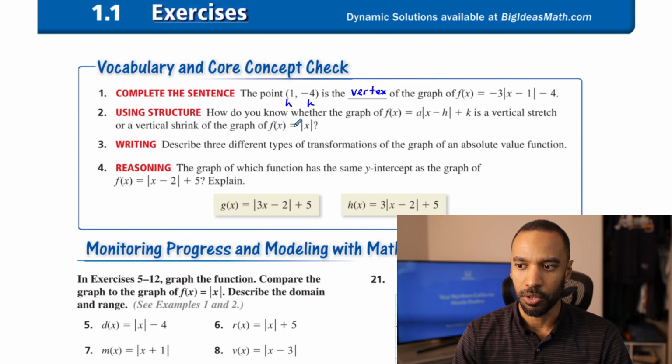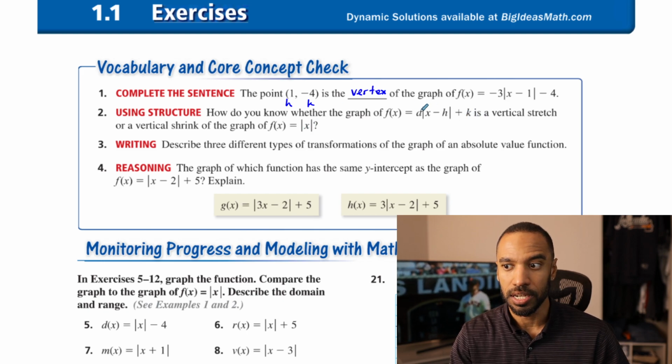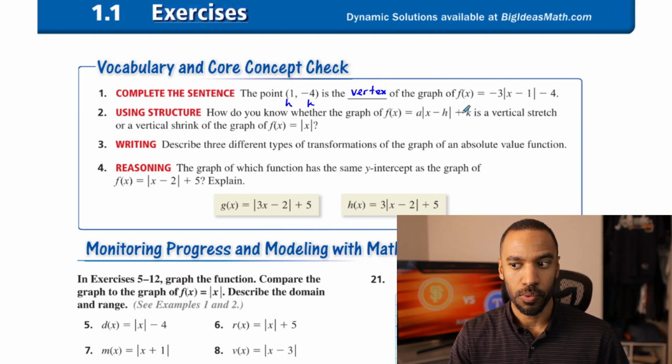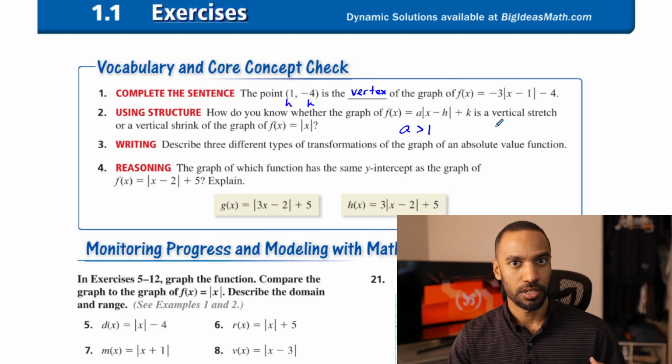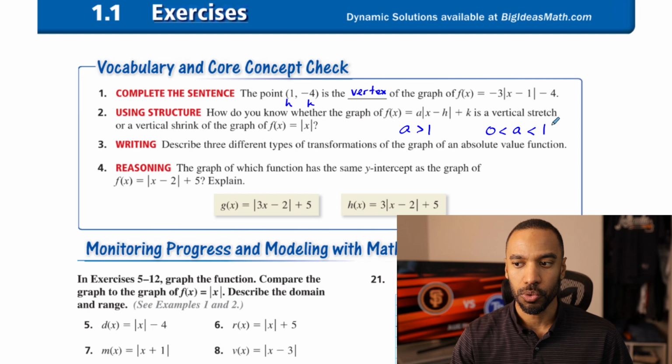Number 2, how do you know whether the graph of this function is a vertical stretch or vertical shrink of the graph of this? So what they're saying is compare to the parent function, how do you know whether this is a stretch or shrink? Now, the stretch or shrink has nothing to do with h and k. It has to do with a. If a is greater than 1, you're looking at a stretch. If a is between 0 and 1, you're looking at a shrink.